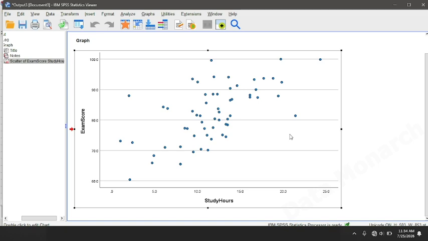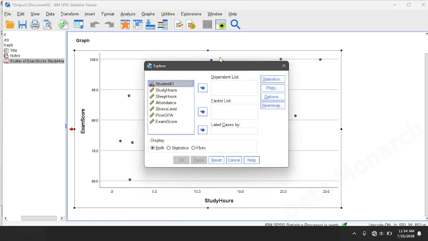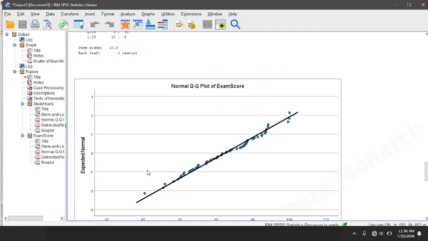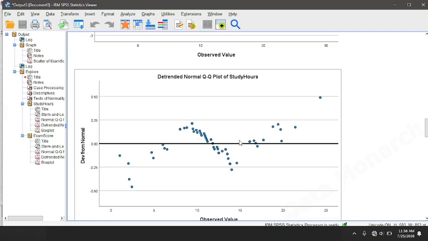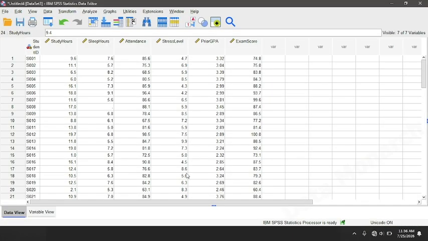Do you understand? Now for formality, this is how you run it. Click on Analyze, click on Descriptive Statistics and click on Explore. Put the exam score and the study hours in the dependent list. So for today, as you can see on the screen, both variables are close enough to normal for us to proceed.